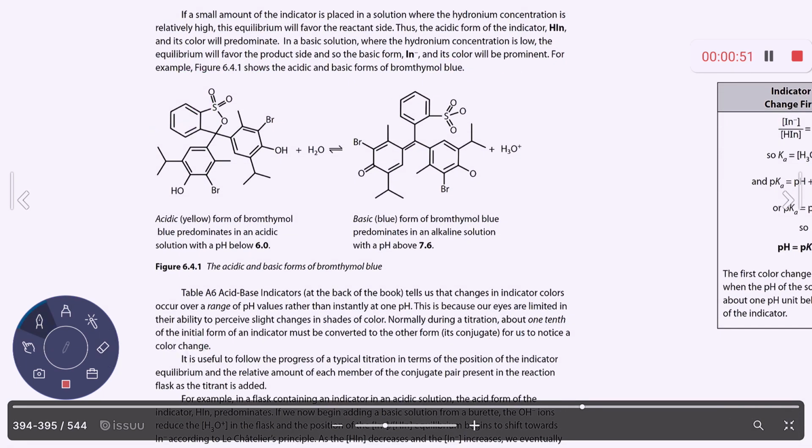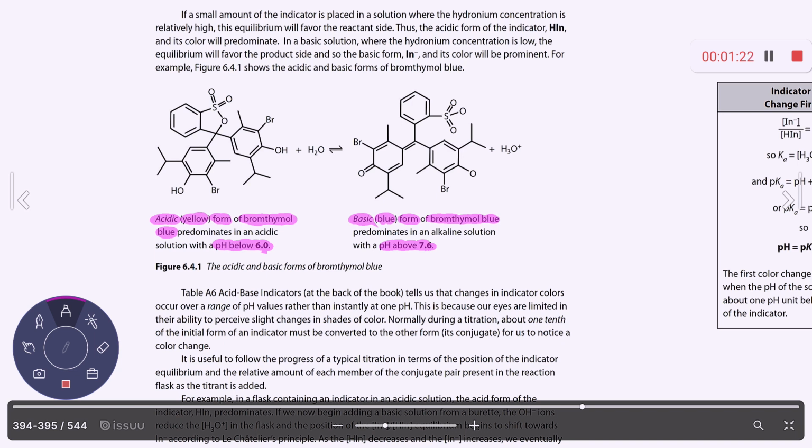Let's take a look at an example. So bromothymol blue, which you probably used in biology. The acidic form is yellow, and that generally occurs when the pH is below 6. We're going to be talking a lot about indicators here. And then the basic form is blue, and that's generally when the pH is above 7.6.